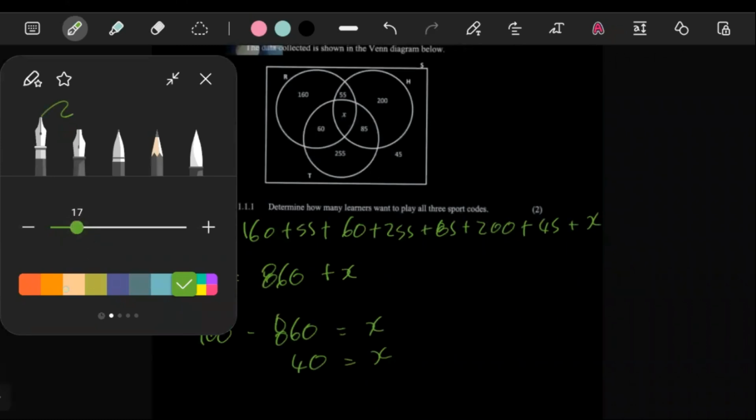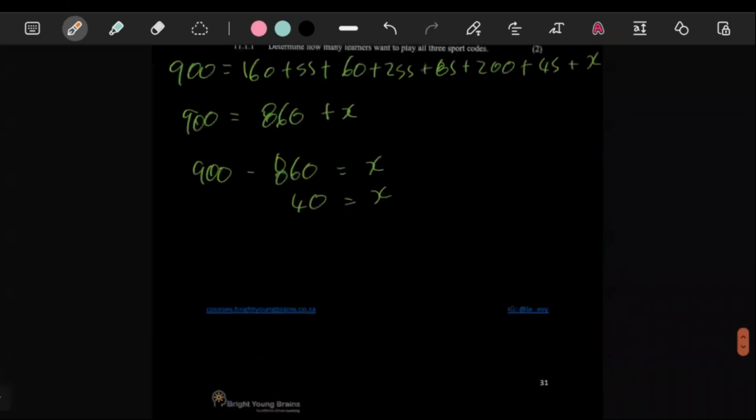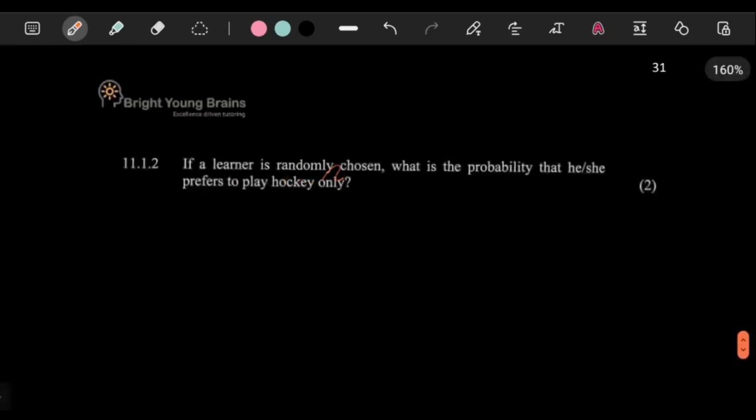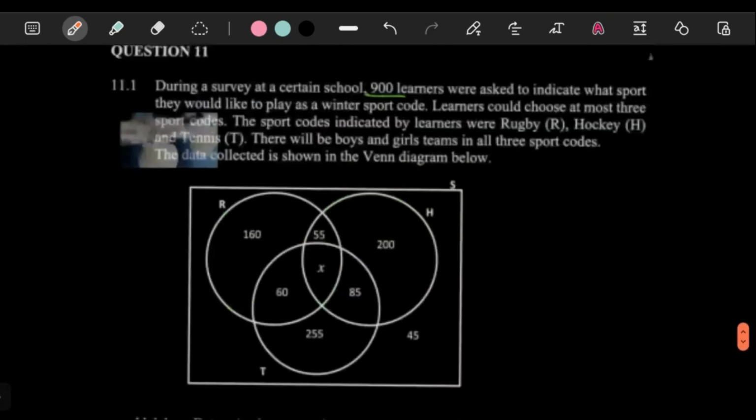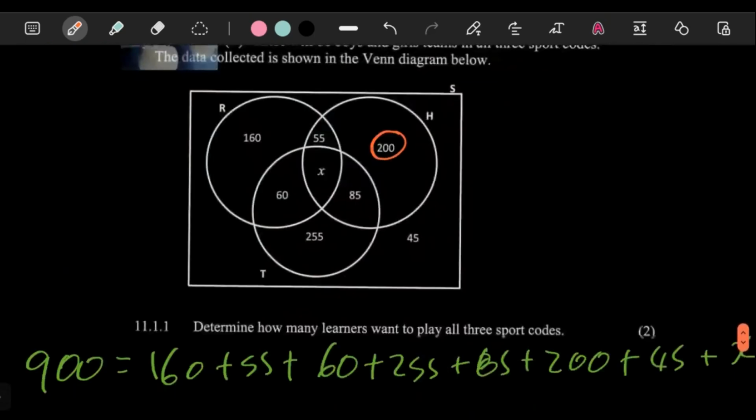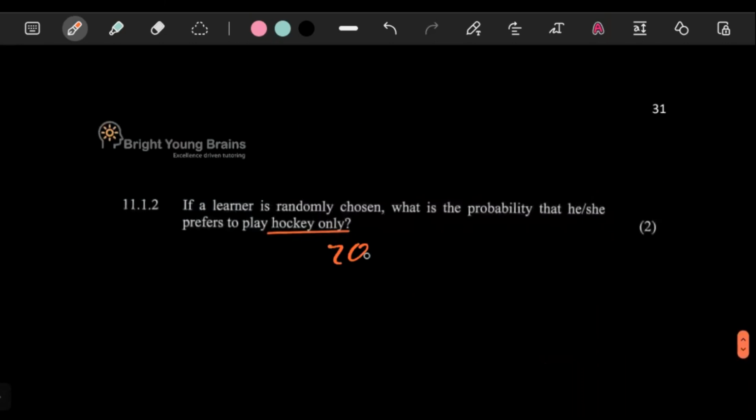Let's move on to the next one. It says, if a learner is randomly chosen, what is the probability that he or she prefers hockey only? People that want hockey only, it's 200 of them. So it's 200 over 900.